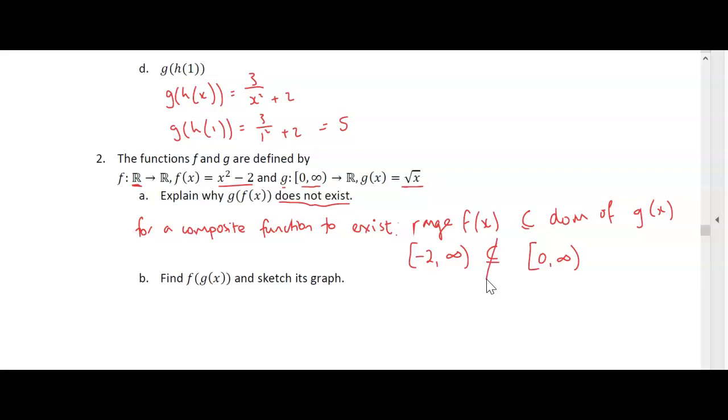So what you've got written here is fine. All right, for a composite function to exist, the range of f of x has to be a subset of the domain of g of x. In this case, -2 to infinity is not a subset of 0 to infinity. Therefore, g of f of x does not exist.